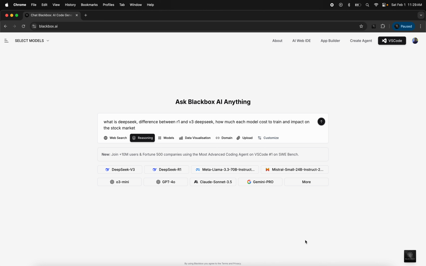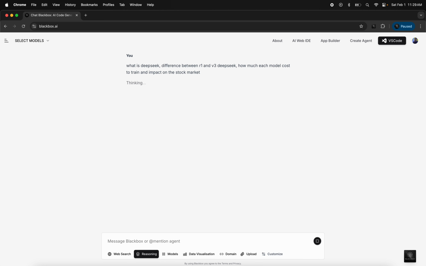In this demo, we're going to showcase the Blackbox reasoning model. So basically here we're asking: what is DeepSeek, the difference between R1 and V3 DeepSeek, how much each model costs to train, and the impact on the stock market. So let's see how this is going to happen.